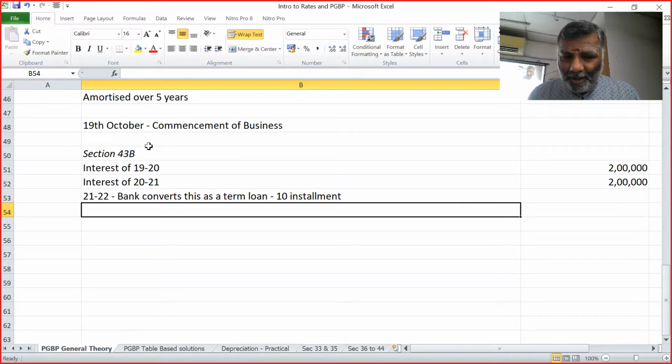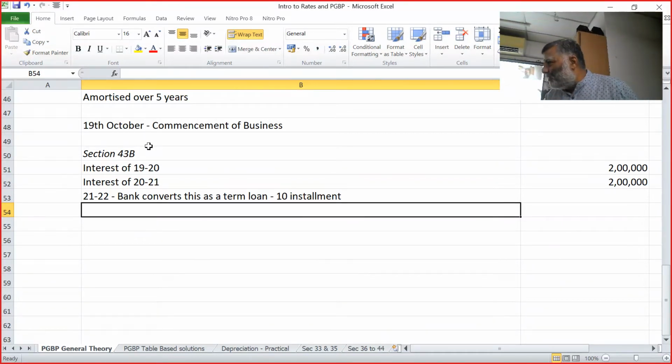No, sir. Why? It is for a long term. Yeah, term loan normally. Some other answer. Yeah, I take your answer, but some other answer. 2 lakhs I have recorded, which has been disallowed in 2019-20, 2020-21. Both the years you have disallowed. Now the bank converts it into a term loan. Very good answer. Conversion into term loan is not payment.